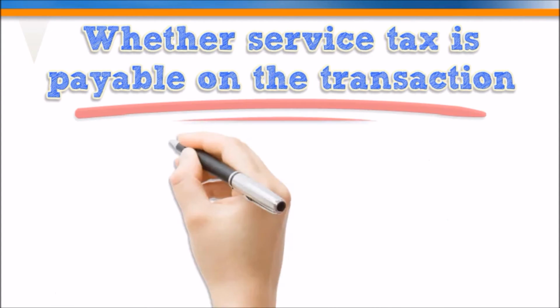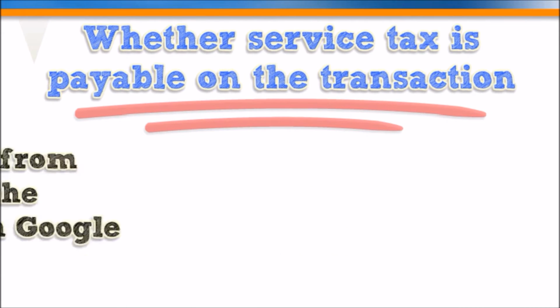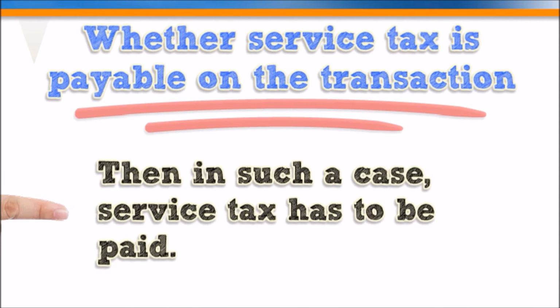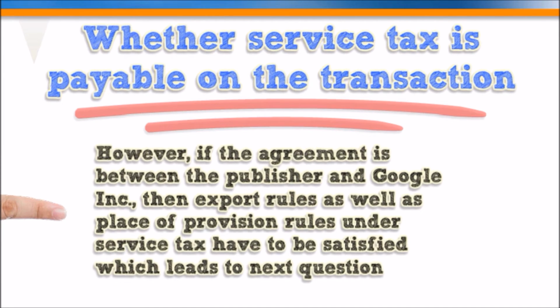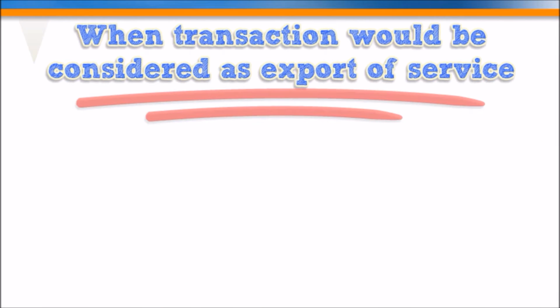Whether service tax is payable on the transaction. Chargeability of service tax depends on the service provider and the service recipient. So let's say a website owner from India signs up the agreement with Google India. Then in such a case, service tax has to be paid. However, if the agreement is between the publisher and Google Incorporated, then export rules as well as place of provision rules under service tax have to be satisfied, which leads to the next question. When would the transaction be considered as export of service?